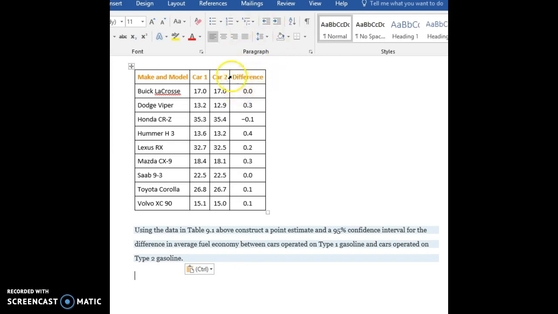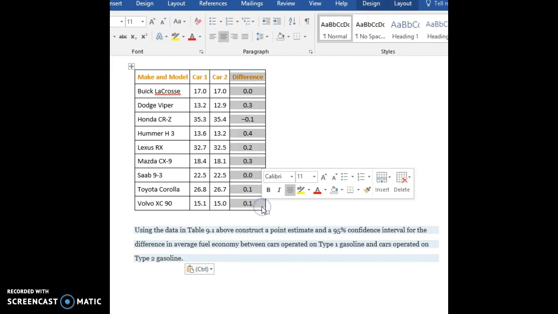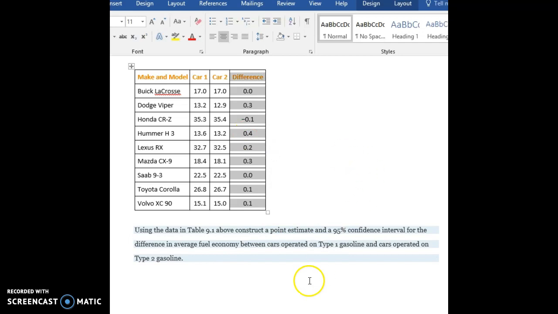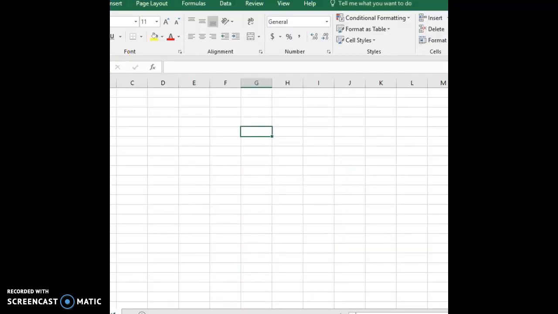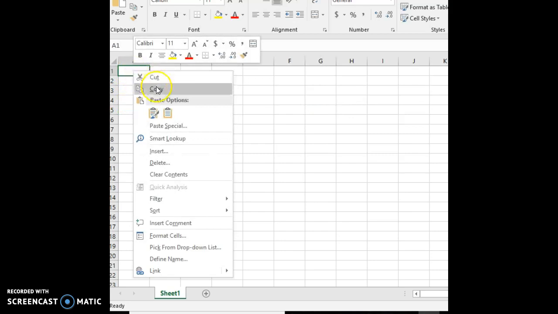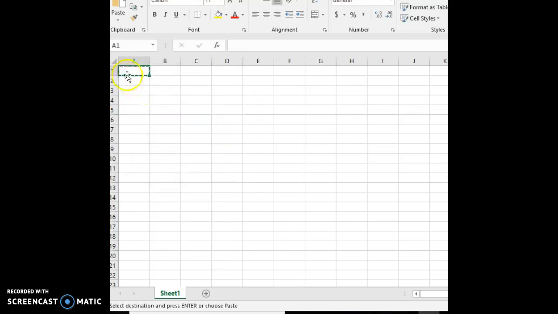All right, so what I want to show you is that we can very easily find the standard deviation and the mean by copying and pasting this into Microsoft Excel. So I've got Microsoft Excel open. Let me move my window so you can see the right side. And I'm just going to copy and paste the data that I just had.